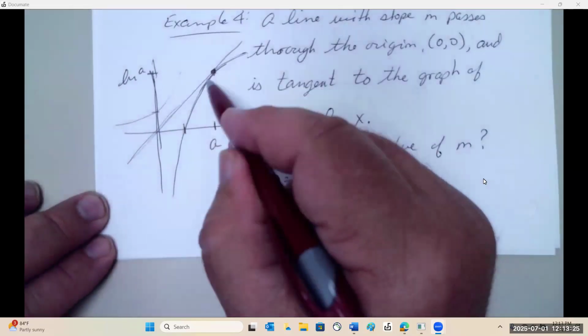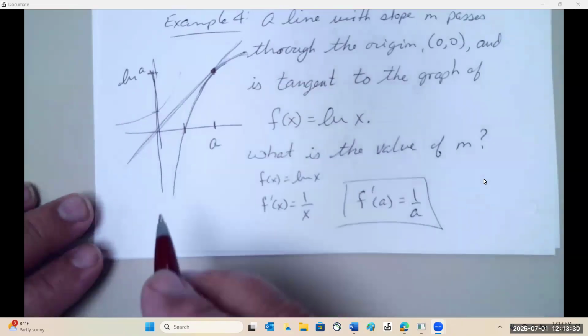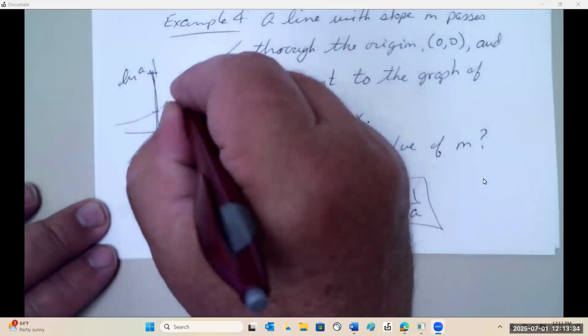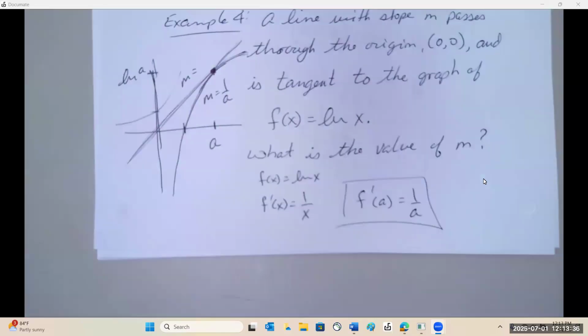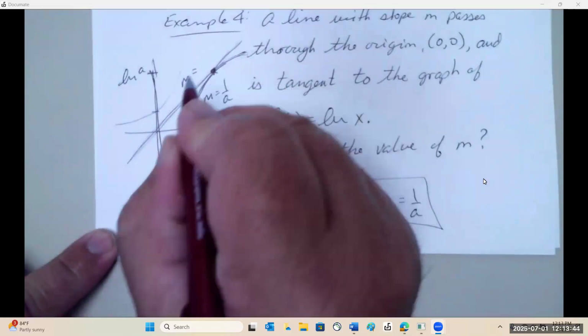So that's with the curve. What about this linear equation here? The slope of this is 1 over a. What's the slope of this line? What do you need to find the slope of a line? Two points. We have that point, and we have this point.